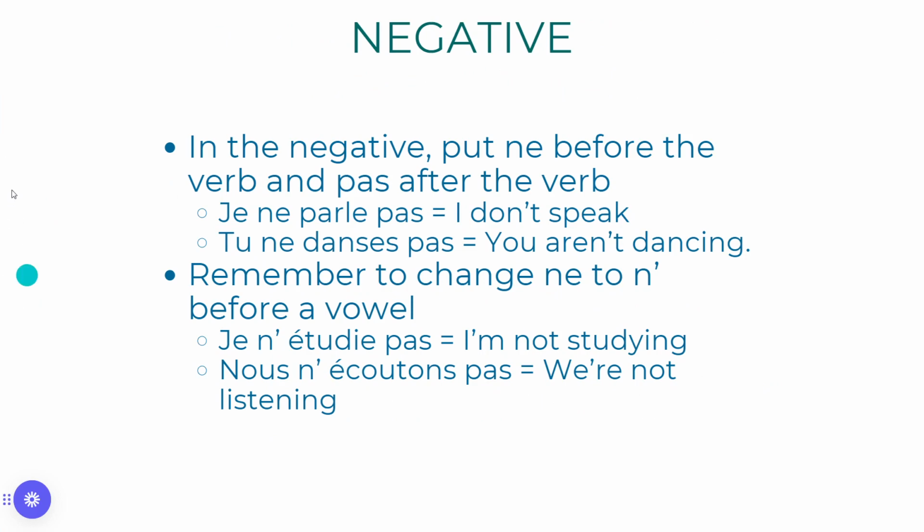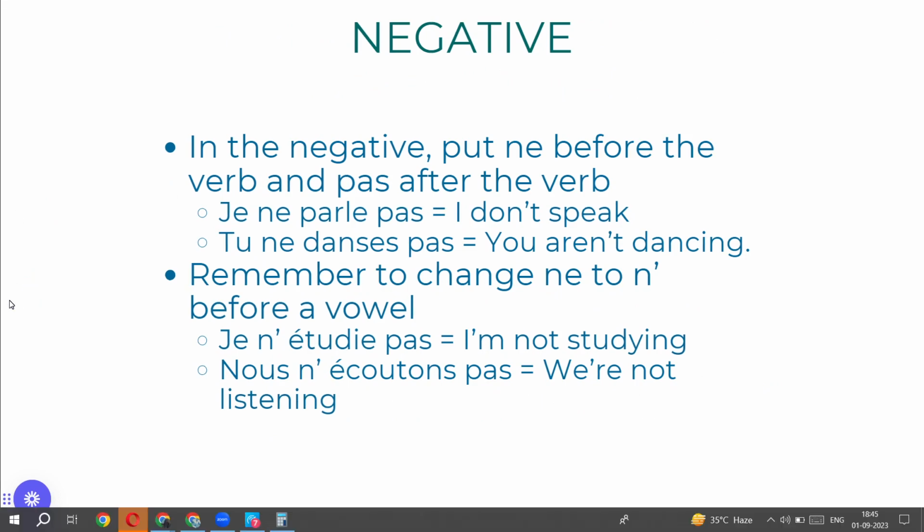Now, when you're conjugating ER verbs in the negative, what we do is we put ne before the verb and pas after the verb. That means you'll simply negate it. Je ne parle pas. You'll conjugate it like that, and you'll add ne and pas before and after it. Je ne danse pas. You are not dancing.